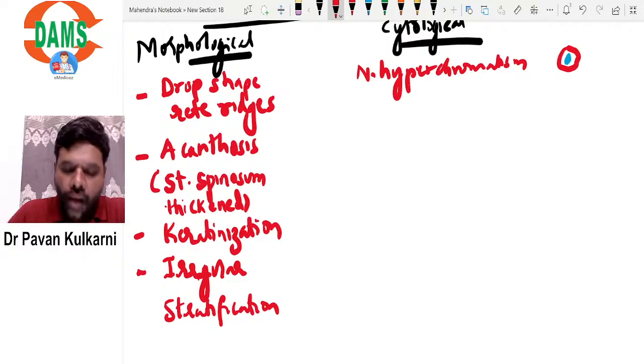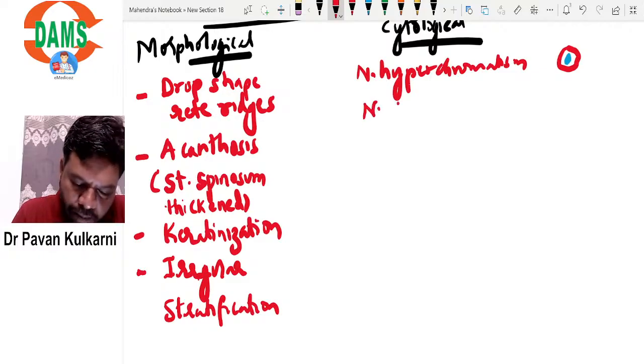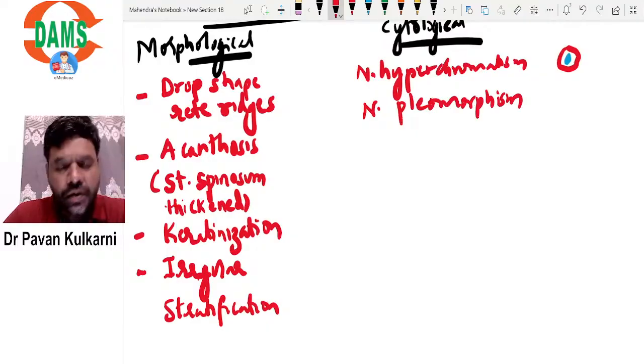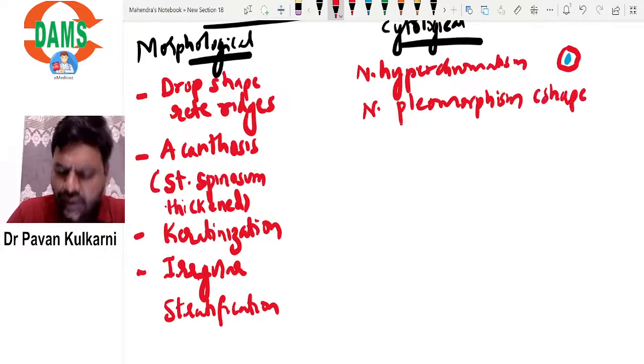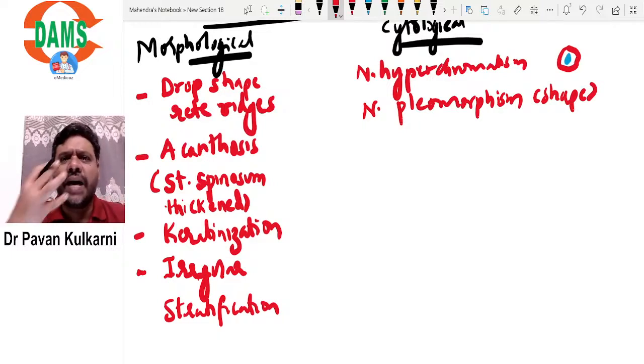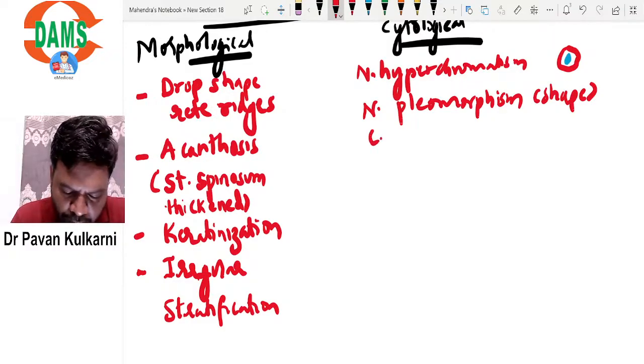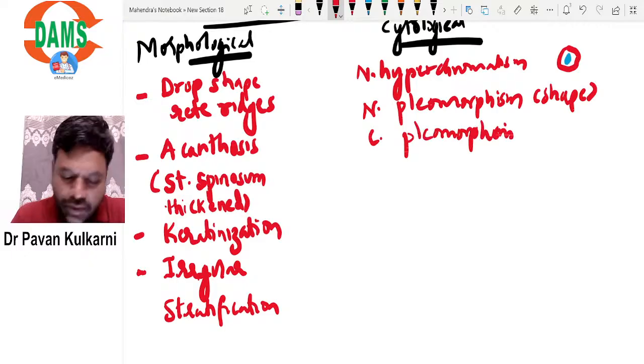Then nuclear pleomorphism. What do you mean by nuclear pleomorphism? Nucleus shape will be different. Pleomorphism means different. Some cells will have round nuclei, some will have ovoid, some will have spindled nuclei. That is called nuclear pleomorphism. Similarly, cellular pleomorphism. Cell shape itself will change. That is called cellular pleomorphism.